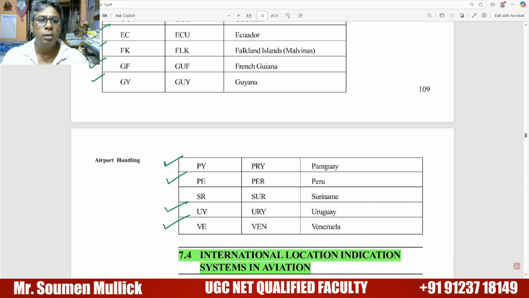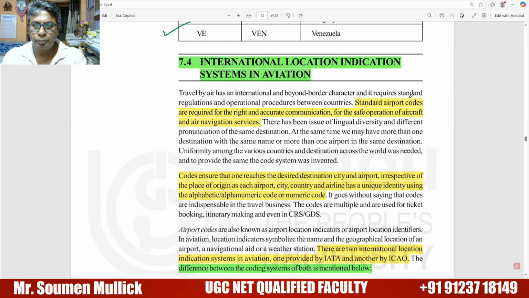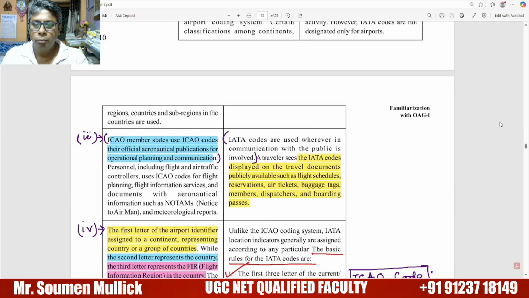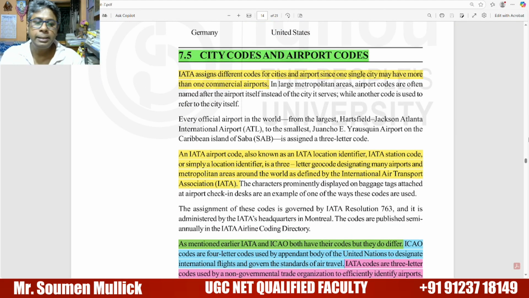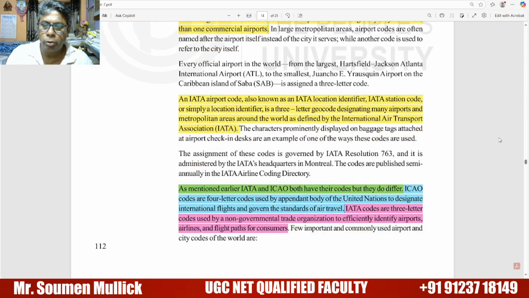These are important for our exam. Next important thing we have to remember is the city code and airport code. IATA assigns different codes for cities and airports, since a single city may have more than one commercial airport.